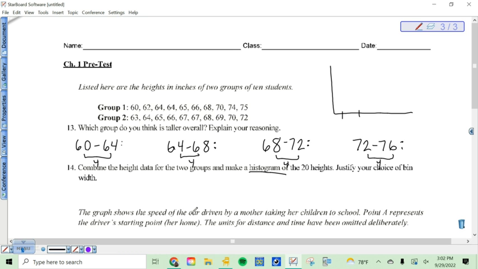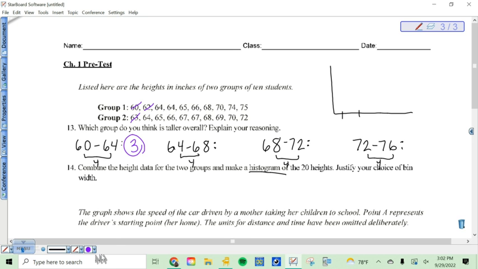6? Five. Wait. 5? Three. Why do you say 3? I say 3 because 64 cannot be in the bin. Boundary values always go to the next bin. So 64 is going to go in that one. So for this first bin, it's just 60, 62, 63.